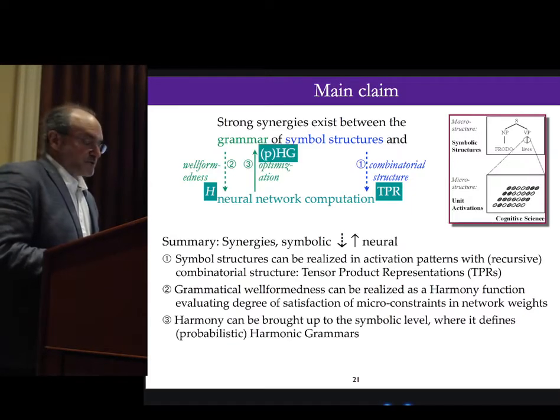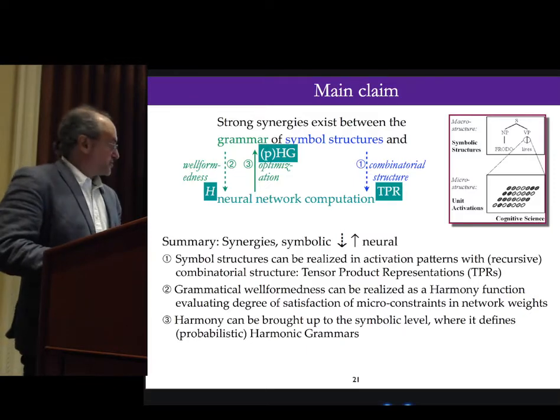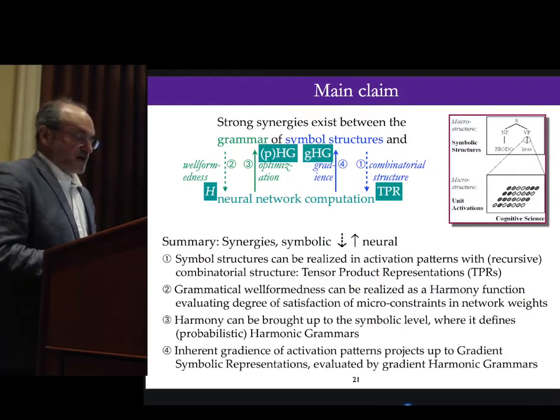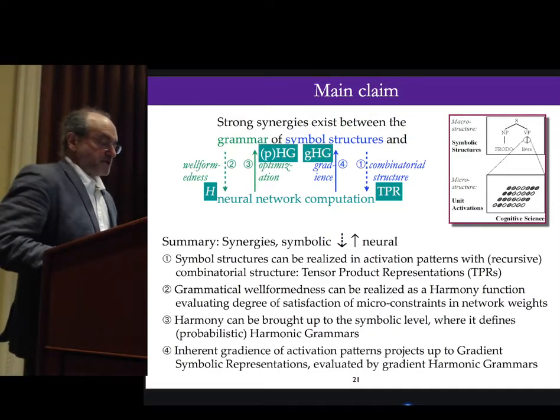Harmony can be brought up to the symbolic level, where it defines harmonic grammars, or probabilistic harmonic grammars. The inherent gradients of activation patterns project up to gradient symbolic representations, which are evaluated by gradient harmonic grammars.